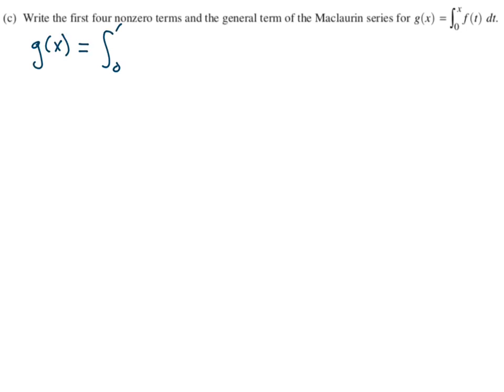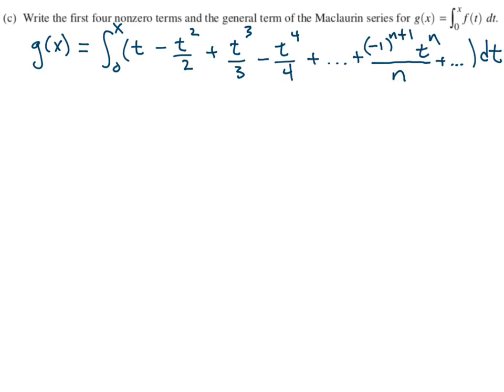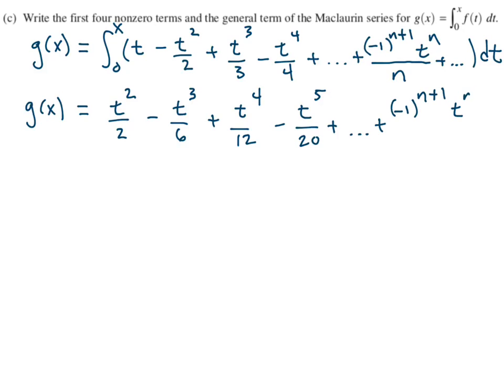So let's go ahead and just write that in here. So we have g of x equals the integral from 0 to x, and that's basically the thing that I found in the previous part, the polynomial with the general term, and then of course just with respect to t. So all I need to do is antiderive, just do a power rule, and so we're going to power rule each one of those terms, and so g of x would be t squared over 2, t to the third over 6, all the way down the line.